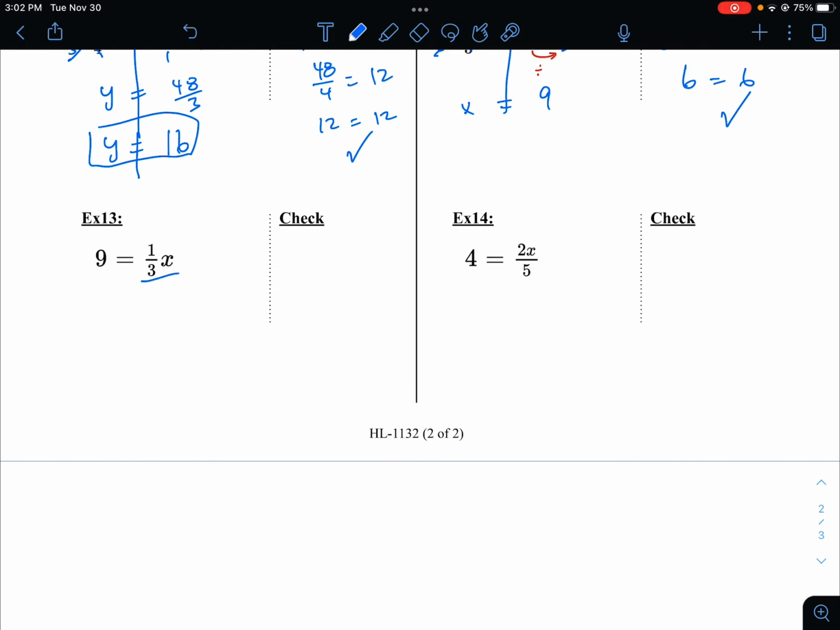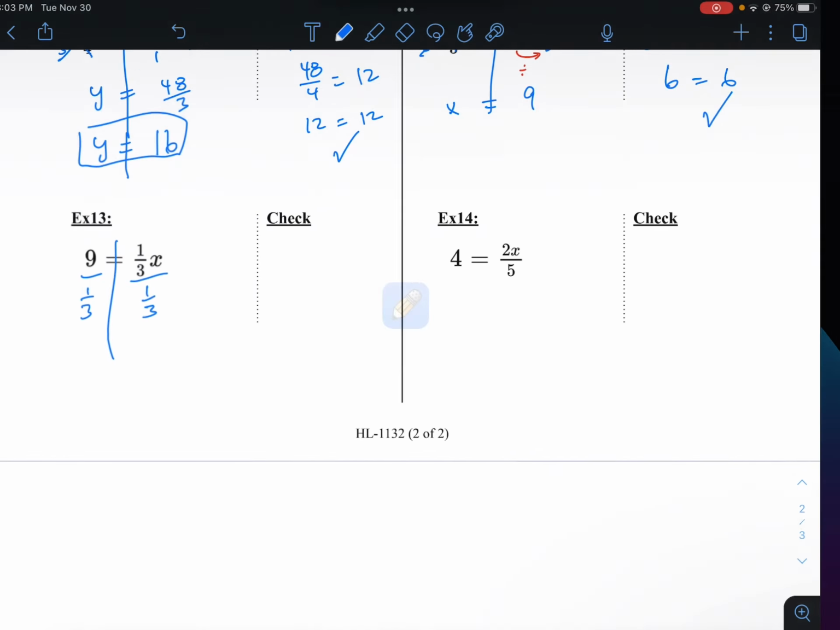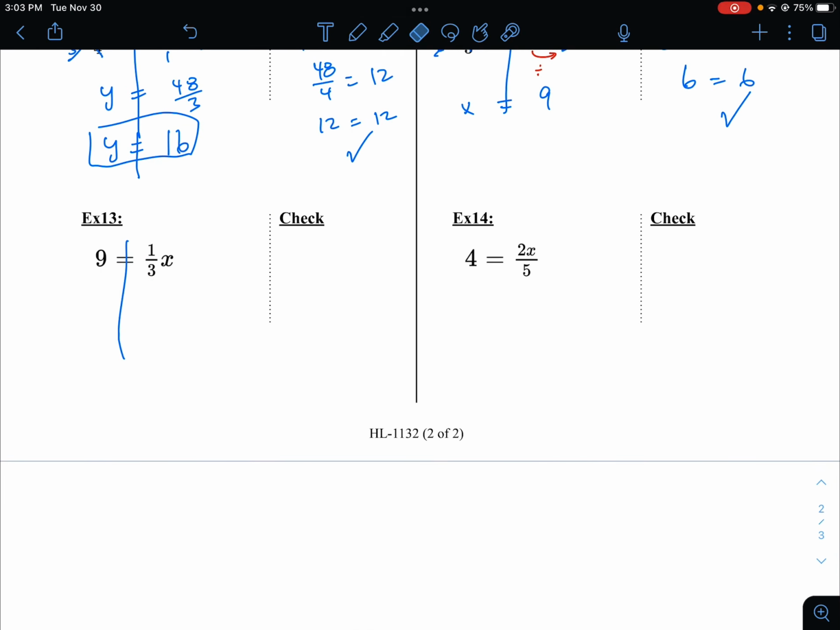Again, I could say, oh, divide by 1/3. But dividing by 1/3 is the same thing as multiplying by the reciprocal. So I'm not going to write divide by 1/3. I'm going to multiply by 3 over 1. Multiply by the reciprocal. So that cancels that out. I'm left with x. 9 times 3 over 1, so 9 times 3, that's 27. Divided by 1 is 27. Let's see. Does 9 equal 1/3 times 27? What's 27 times 1/3? Well, it's 27 times 1 divided by 3, which is 9. So yes, this checks out.